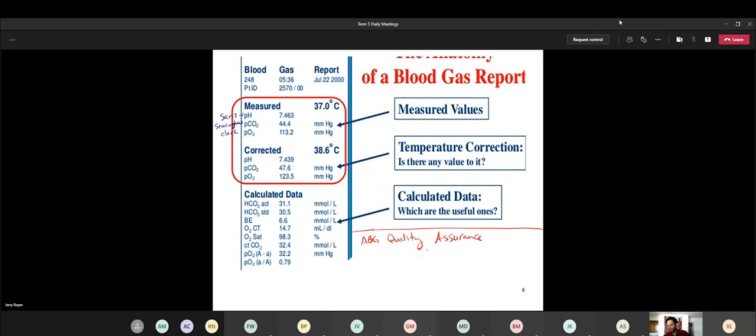So I'm writing here quality assurance, and this is more so operator assurance. So that way, when you collect your sample and you run it through the analyzer, you should be getting your accurate results.